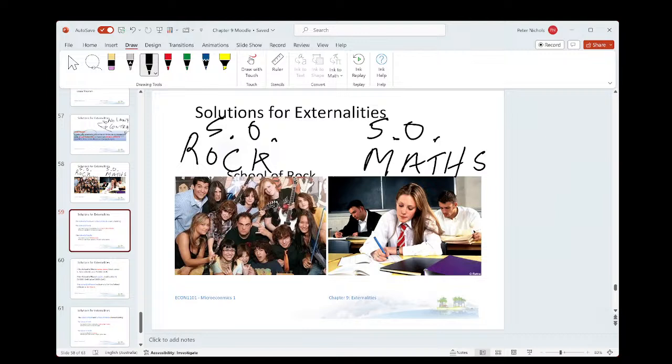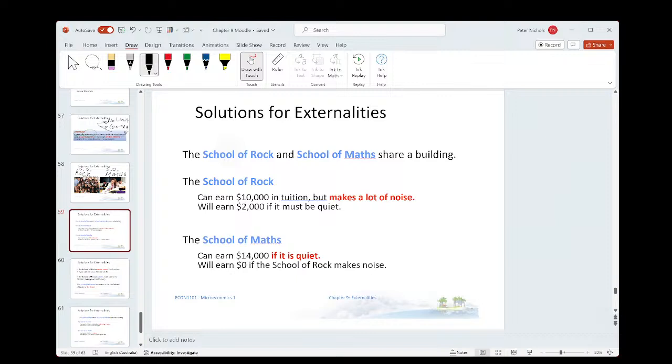So here is the key information that you would be given if you get a multiple choice question on this topic. I want to start with the School of Rock. The School of Rock can earn $10,000 if it can make a lot of noise. Well, obviously, if you're in the School of Rock, you want to make noise. So they can make $10,000 in tuition if they can make a lot of noise, but they can only make $2,000 if they are forced to be quiet. How are they going to teach rock if they've got to be quiet?